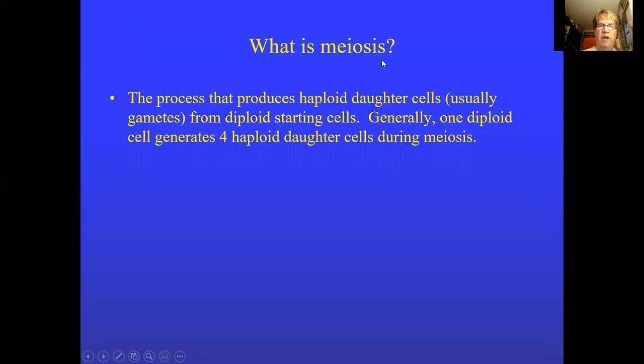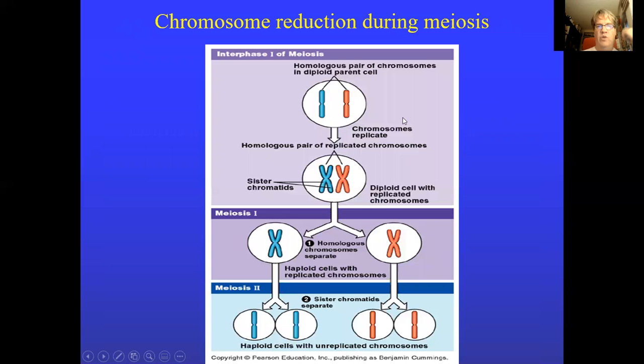Okay, so what is meiosis then? It's a process that produces haploid daughter cells, those are usually gametes, from diploid starting cells, right? Generally, one diploid cell generates 4 haploid daughter cells during meiosis, right? So how does this work?